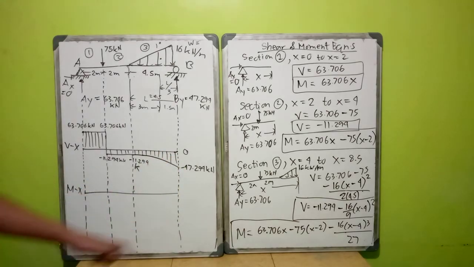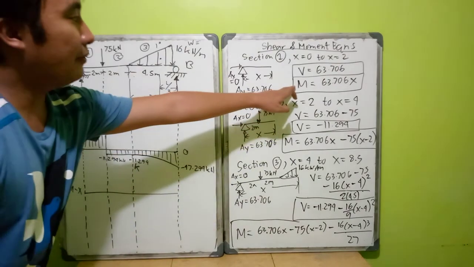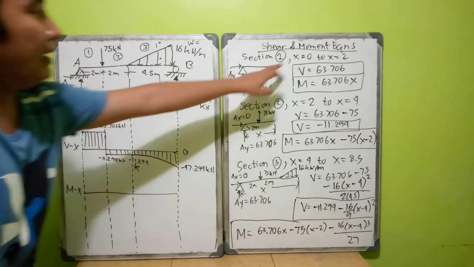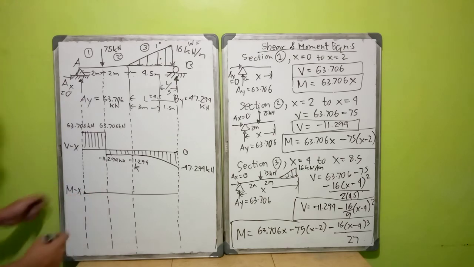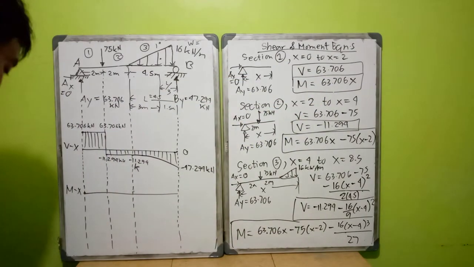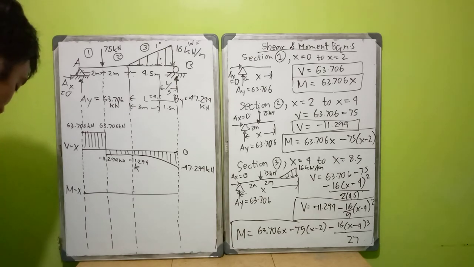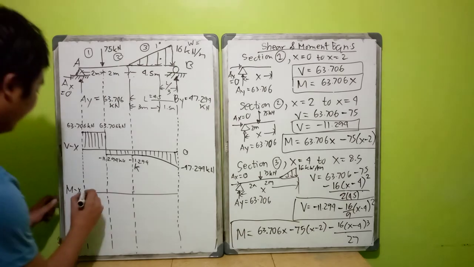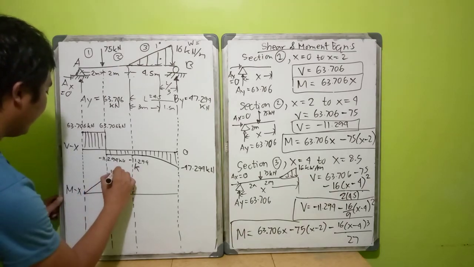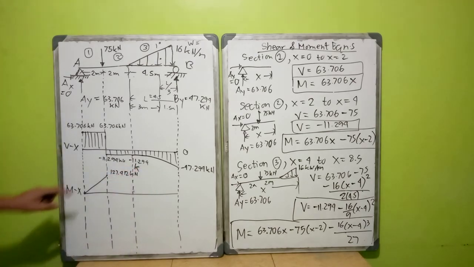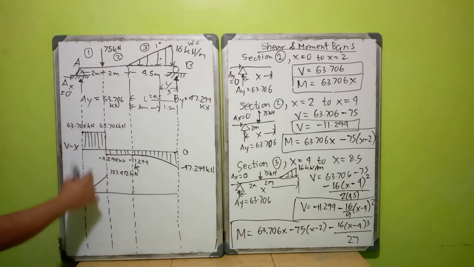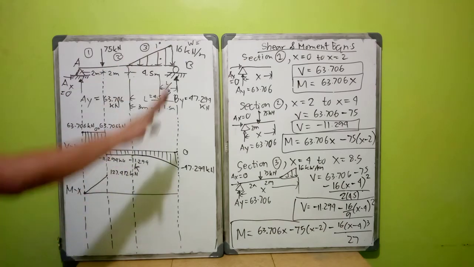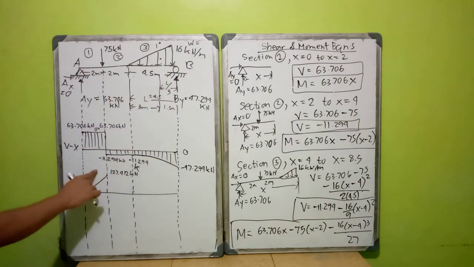What about our moment diagram? Again we substitute. When x is equal to 0, your M is equal to 0 because you just multiply it. And then when x is equal to 2, which is the end of section 1, we have 63.706 times 2 equals 127.412. It will act like that. Please do remember, since this is a 0 degree curve, although it is flat, it is called 0 degree. So this will be a 1 degree curve, and a 1 degree curve is continuously upward. It is found in our part 1.